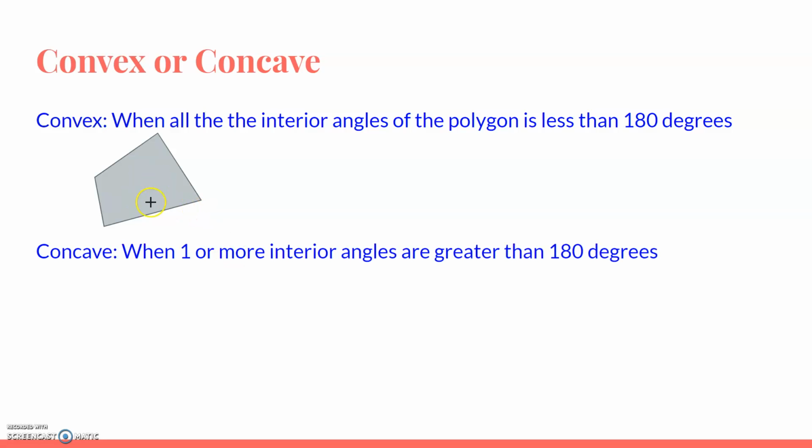Now we can move on to our next definition, concave. When one or more interior angles are greater than 180 degrees. So as we saw here, there are no angles greater than 180 degrees. But here, there's one angle greater than 180 degrees, which makes this a concave polygon and not a convex polygon.